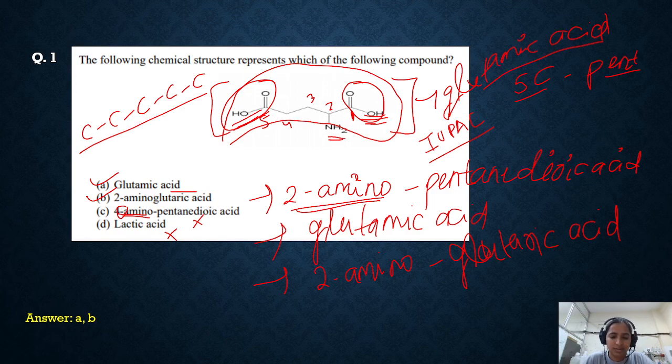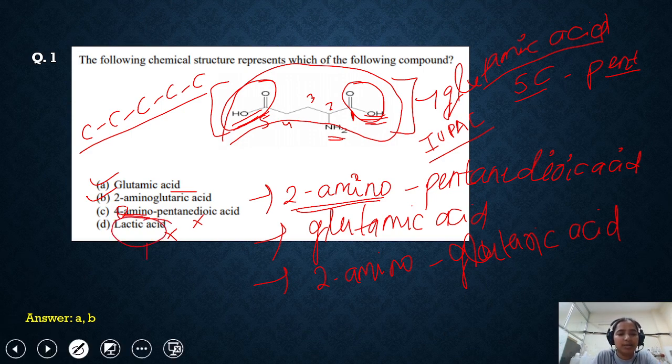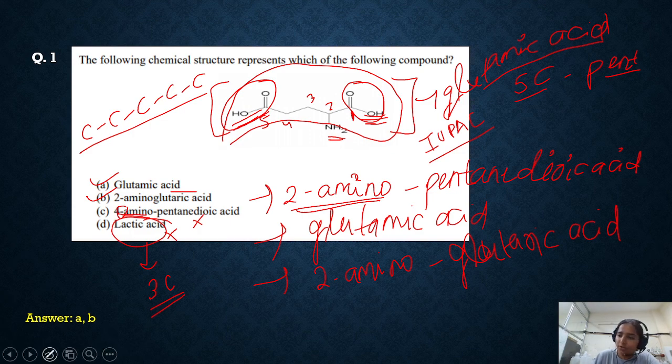All of you have studied about lactic acid, so you must know the structure. Lactic acid is a 3 carbon compound in which you have both OH and COOH groups. So you must know about all the options also.